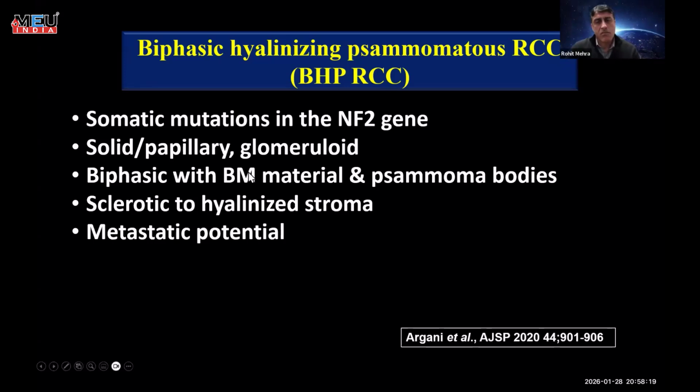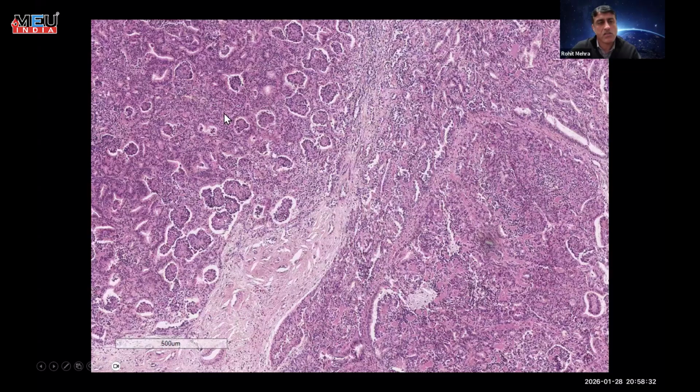So there is this concept of biphasic hyalinizing psammomatous renal cell carcinoma. Again, NF2 gene is implicated at the biallelic level in these tumors. And these tumors at the microscopic level can have solid areas, tubulopapillary areas, and then these interestingly glomeruloid features. And the background can be very hyalinizing to sclerotic in nature.